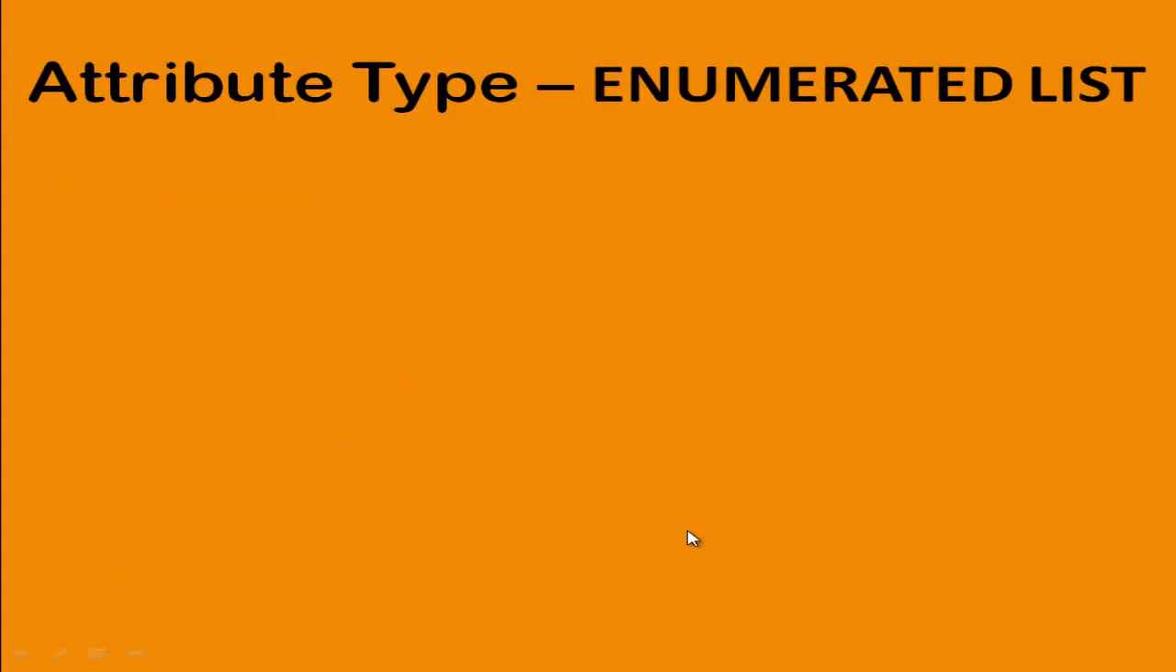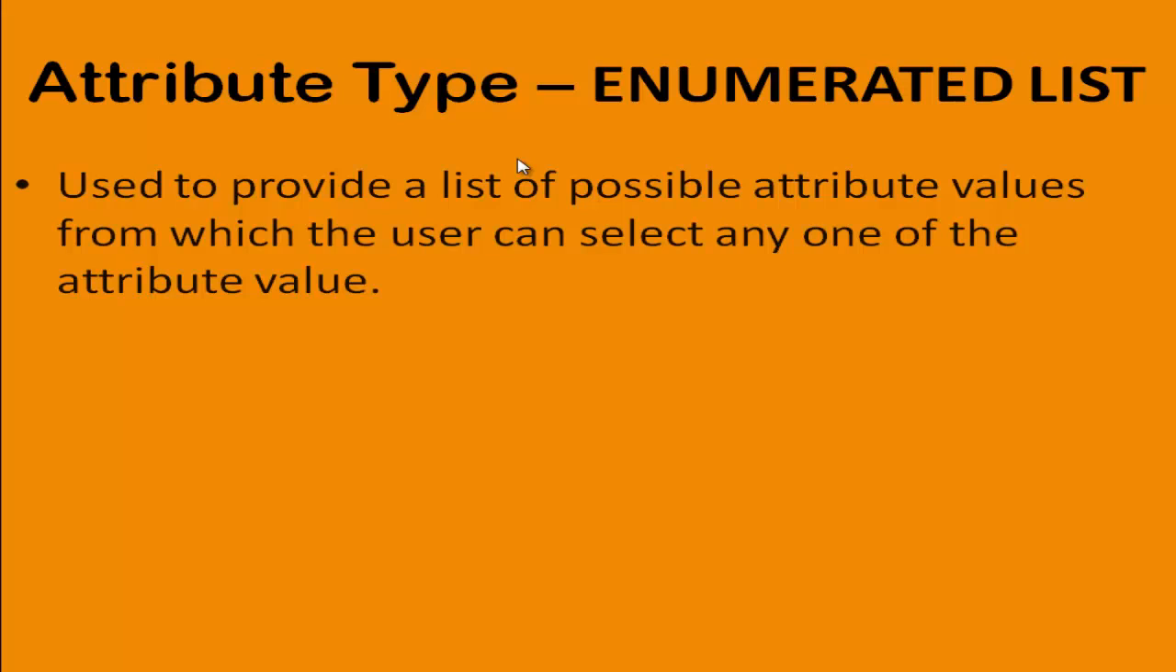Fine. Our next attribute type is enumerated list. Even in the C language, we study this enumerated list, which is known as enum. As the name states, it provides a list of choices from which the user can select a possible attribute value. It is used to provide a list of possible attribute values from which the user can select any one of the attribute values. So by using this enumerated list, you can provide a choice of values that can come inside the attribute.